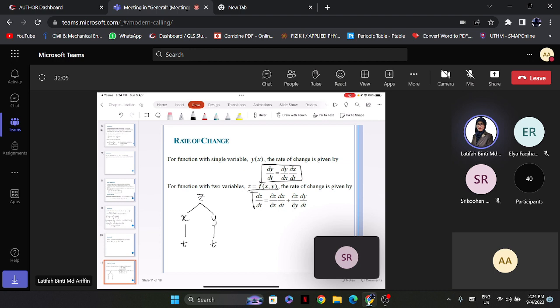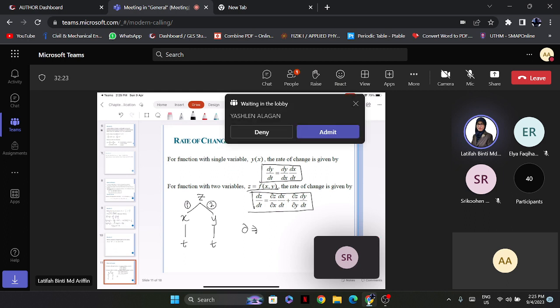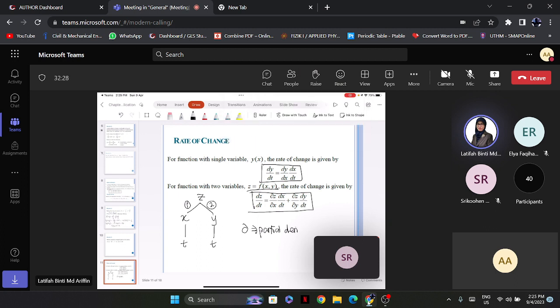So dz/dt is equal to ∂z over... to get to t from z, we have two paths here. Number one is through x, number two is through y. From z to x we use the symbol del, which refers to the partial derivative. Then we multiply by dx/dt. Then for the second path, plus ∂z/∂y times dy/dt.